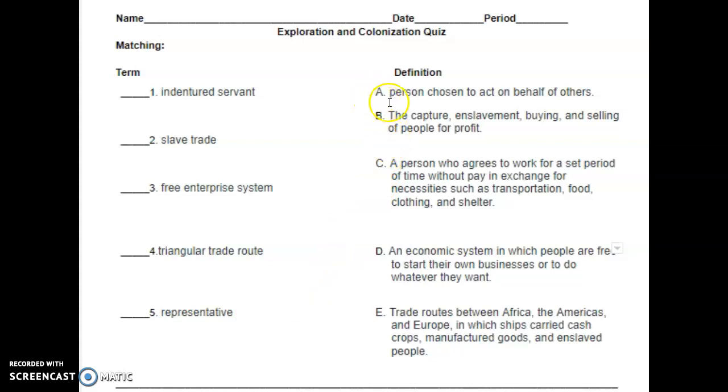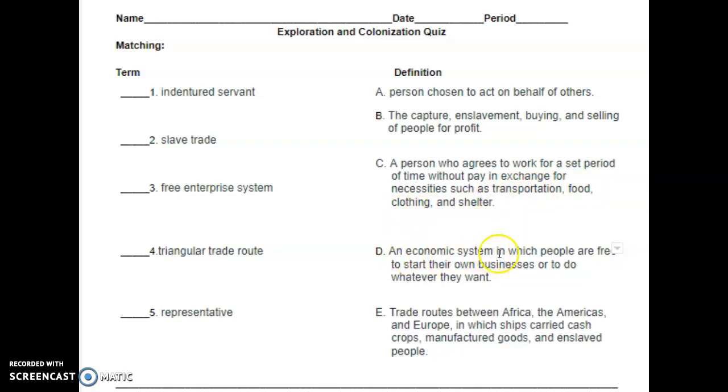Matching A, a person chosen to act on behalf of others. B, the capture, enslavement, buying and selling of people for profit. C, a person who agrees to work for a set period of time without pay in exchange for necessities such as transportation, food, clothing, and shelter.